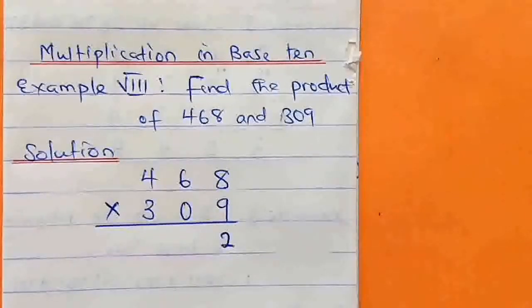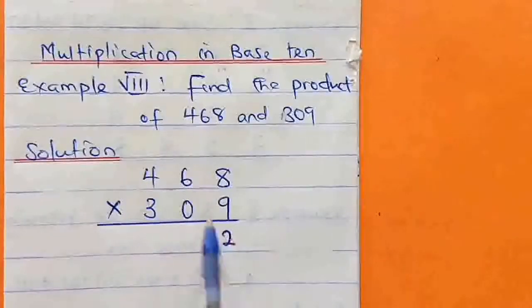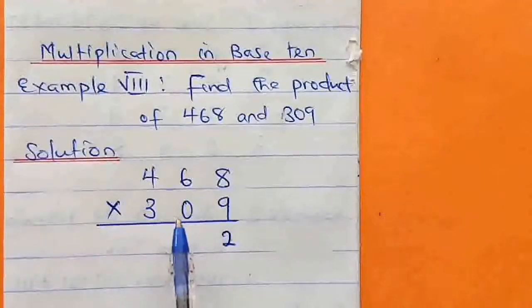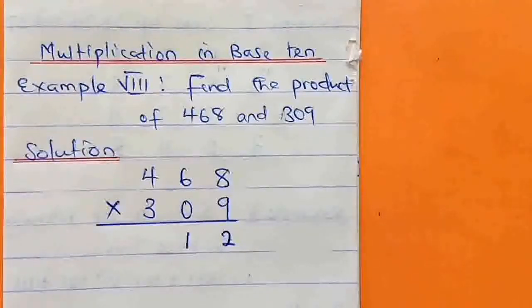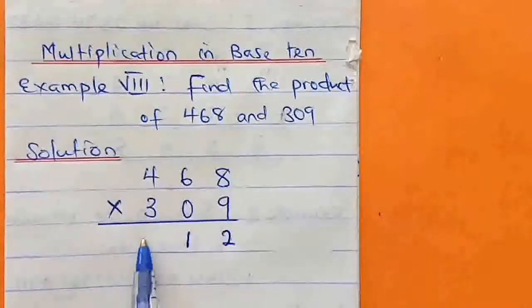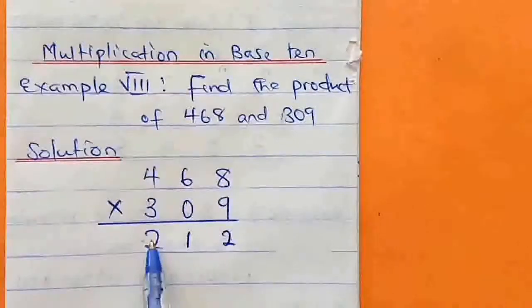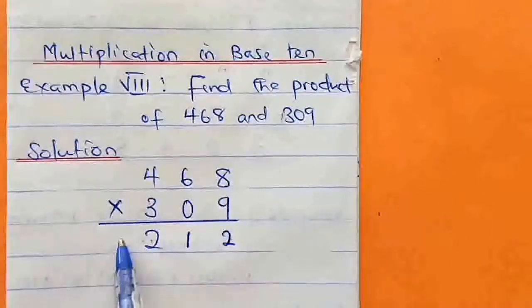9 times 6 will give us 54. And remember we carried 7 from this column. 54 plus this 7 we carried is going to yield 61. Therefore we write 1, carry 6. 9 times 4 will give us 36, plus the 6 we carried from this column to this column, then we're going to have 42. We write 2 in this column, then the 4 in this column.